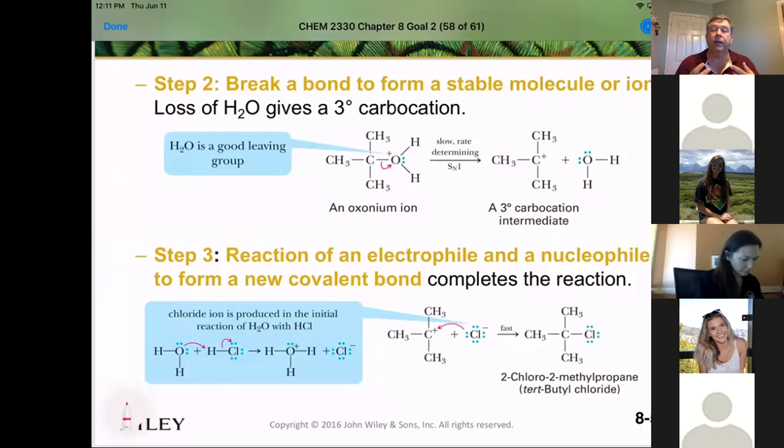So we protonate first. Again, water leaves as a neutral species, generating our carbocation, and then we have the final attack by the electrophile to form our new covalent bond. So primaries have to go SN2, but the first step is still protonation of the alcohol. Tertiaries can go SN1, but again, the first step is still protonation of the alcohol. Okay?